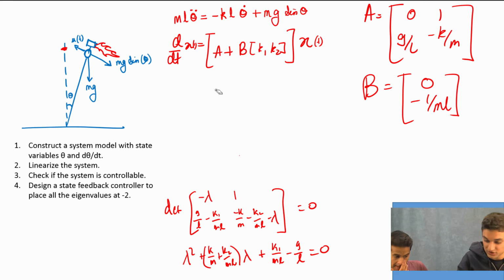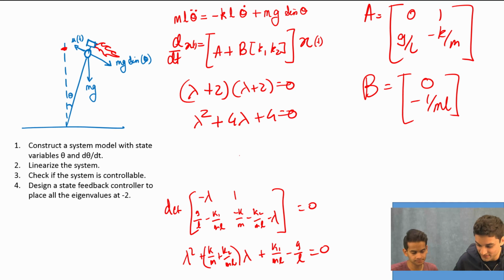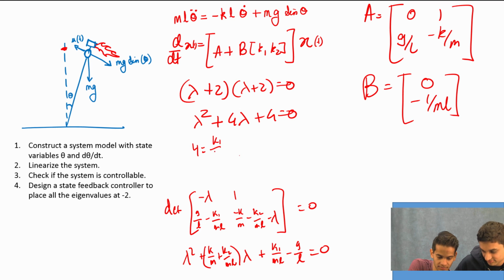So we want the eigenvalues to be at -2, which means we want our characteristic polynomial to look like lambda plus 2 squared equals 0. Expanding this is lambda squared plus 4 lambda plus 4 equal to 0. From 16A, you know that polynomials form a linear space, and these coefficients are linearly independent, so we can directly map them. So you have 4 equals K1 over ML minus G over L.